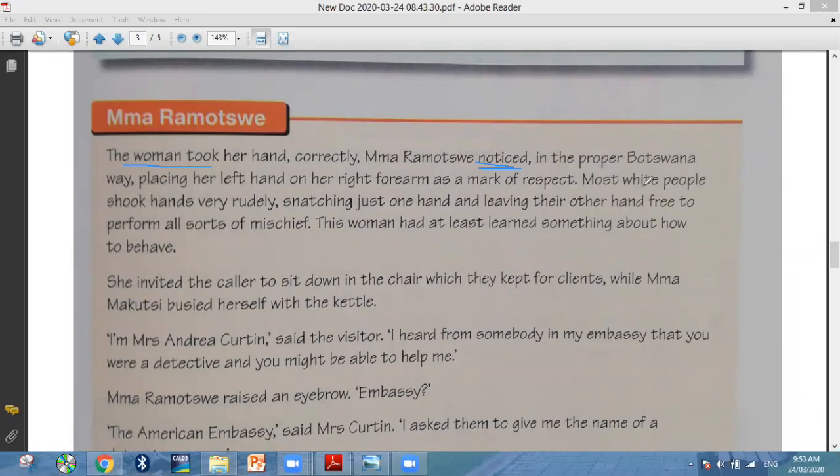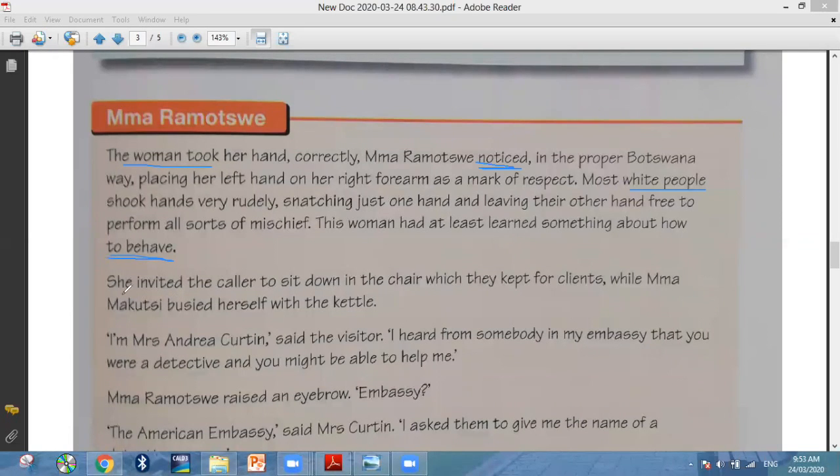Most white people shook hands very rudely. But this woman didn't do this. Here, Mama Ramatswi is describing what she knows about most white people. Shook hands very rudely, snatching just one hand and leaving the other hand free to perform all sorts of mischief. Mischief here means bad things. This woman had at least learned something about how to behave. So the first thing she knows is that she is a well-behaved woman. Okay, thanks, Yahya. Yahya, can you read?